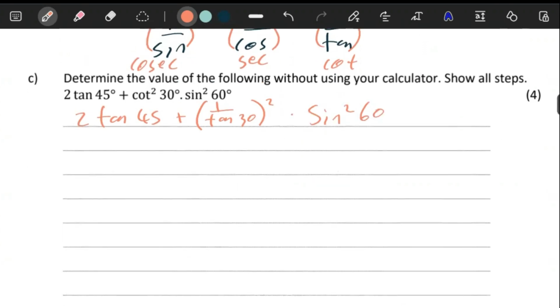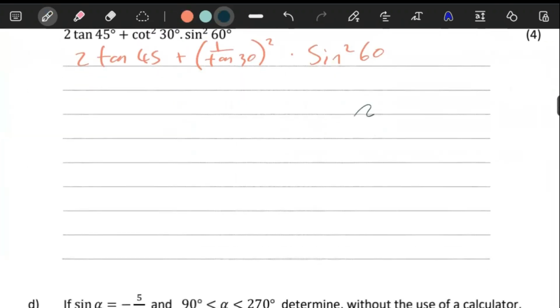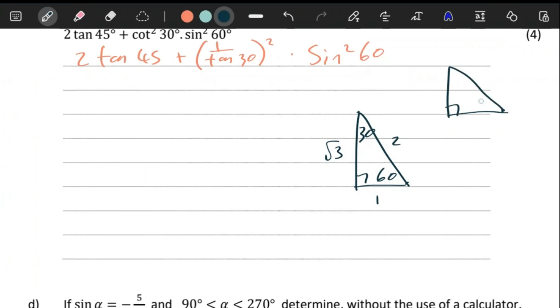So before we go on, we have to know our special triangles, you see. There's the 30-60 triangle: 30 degrees, 60 degrees, and 90. So if you have 30 here, sine 30 is 1 over 2, which is a half. And then you can put square root of 3 here. The 45-45 triangle, you have to know it also. It's 1 and 1, and then square root of 2.